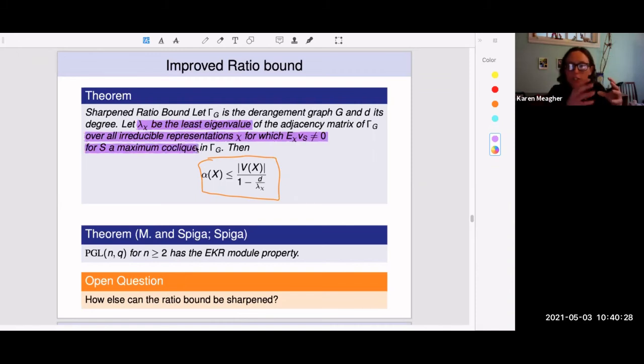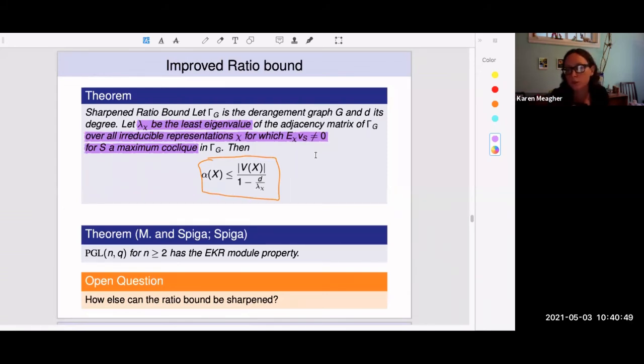So if there's an irreducible representation that I know will take this thing always equal to 0, I don't have to worry about its eigenvalue anymore. And that's what happened with the previous case. I had a representation, a module. I know that none of my co-cliques are sitting in that module, so I don't need to include it in my list of eigenvalues where I need to find the least.